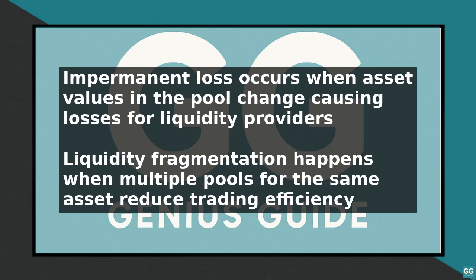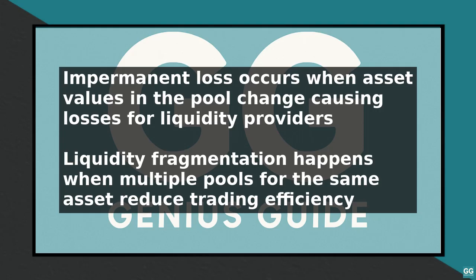Impermanent loss occurs when the value of the assets in the pool changes, resulting in a loss for the liquidity provider. This can happen when the price of one asset in the pool increases or decreases significantly, causing the pool to become imbalanced. To mitigate this risk, liquidity providers can use strategies such as dollar cost averaging or diversifying their portfolio. Liquidity fragmentation is another common issue with Uniswap v2.